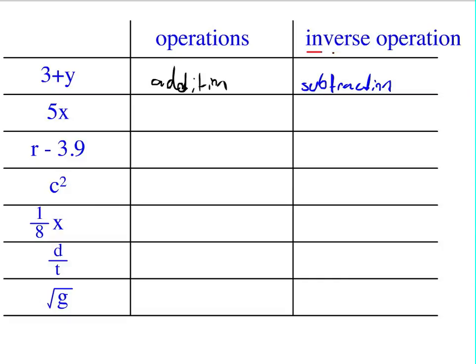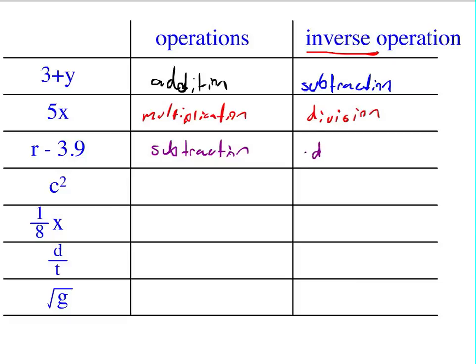So remember, inverse just means the opposite. The next expression we have is 5x. Here we have 5 times x, so the operation is multiplication. And the inverse operation is going to be division. The opposite of multiplying is always going to be division. All right, let's keep going with the next ones. Here we have r minus 3.9. The operation here is subtraction. And so the opposite of subtraction, the inverse, is going to be addition.